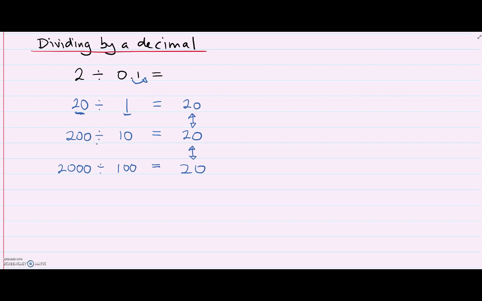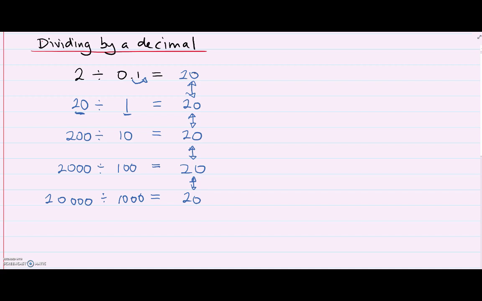Let's just do it one more time. So if I times 2000 by 10, I have 20,000. And if I times 100 by 10, I have 1,000. So how many thousands go into 20,000? 20 of them. They're always the same. So coming back to my starting question, 2 divided by 0.1, this is also going to be 20.